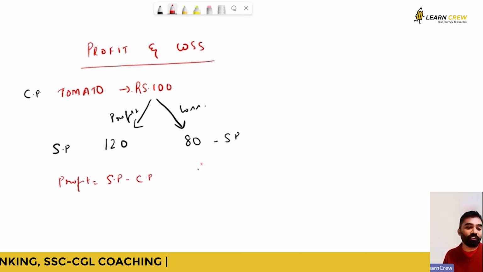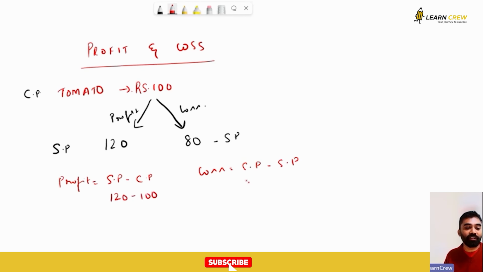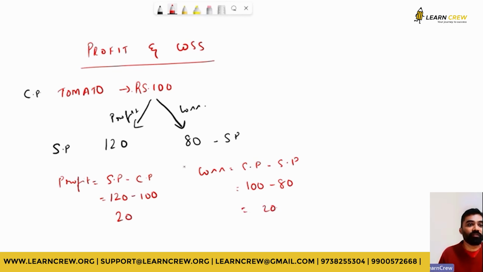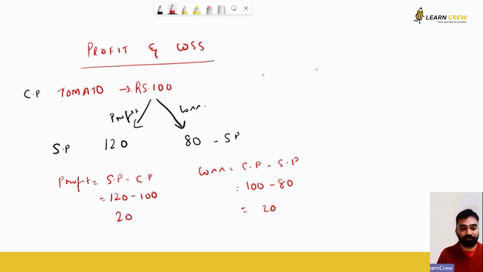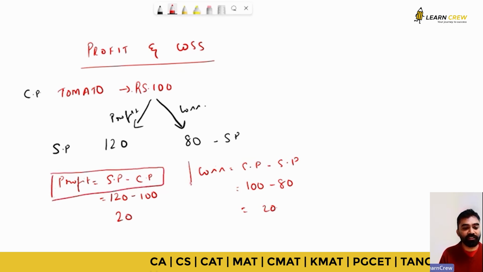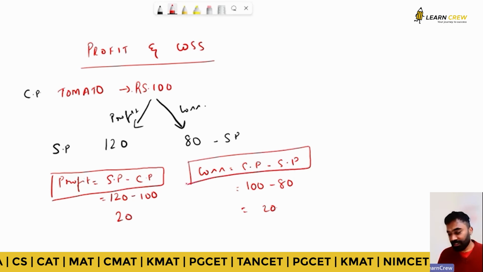So how much loss do you have here? 20. Cost price minus selling price. So here it is going to be 120 minus 100, and here it is going to be 100 minus 80. This is going to be 20, and this is also going to be 20. Now, until here all clear? Profit equals selling price minus cost price, loss equals cost price minus selling price.